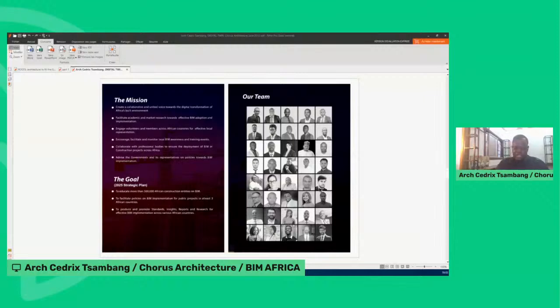It will help us too to collaborate with various contexts and conditions, especially because architecture will settle in Cameroon because of the 4 different geographical areas and the 2 languages, French and English. So you are sure that you can cover a lot of places in Africa, and types of climate, just by running in this one country. So the goal is to educate more than 500,000 African construction entities on BIM to facilitate policies and so on and so forth. So the team is, as you see.